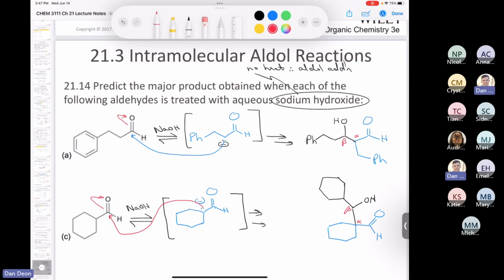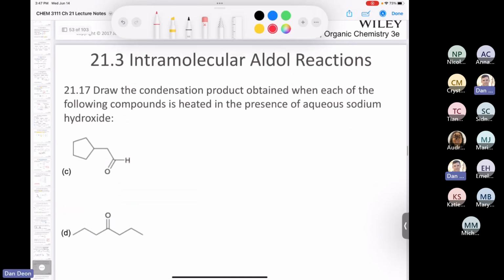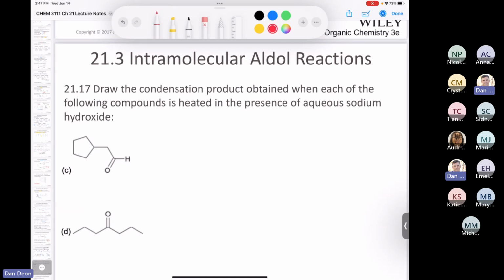Any questions about that? Or give me a thumbs up if you follow me on aldol addition. We're going to get to aldol condensation in just a jiff here. Alrighty, cool. Hopefully this is helpful. I find this is really fun to teach because it is a little bit challenging.